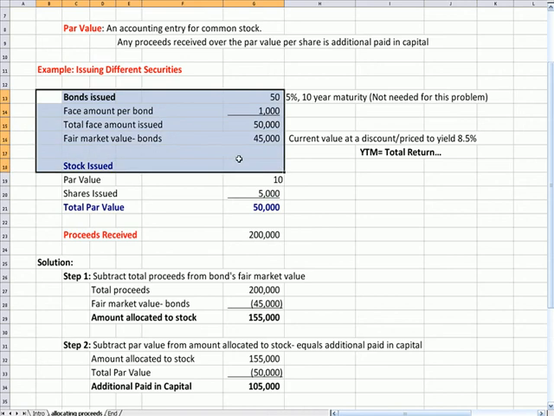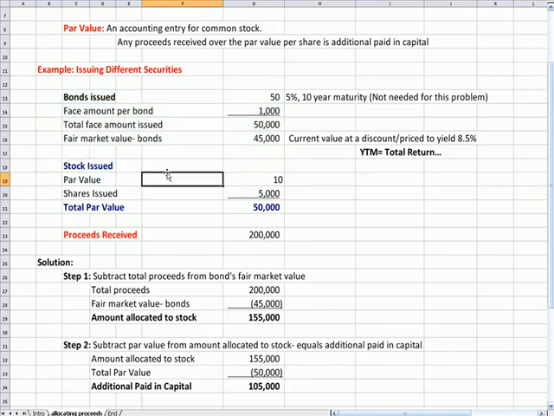So we issue some bonds, but we also issue some stock. I define par value. In this example, we'll say it's $10 a share. We issue 5,000 shares, which means that the total par value is the $10 par value times 5,000 shares, or $50,000. This is the amount that is posted to the common stock account in the equity section of the balance sheet.